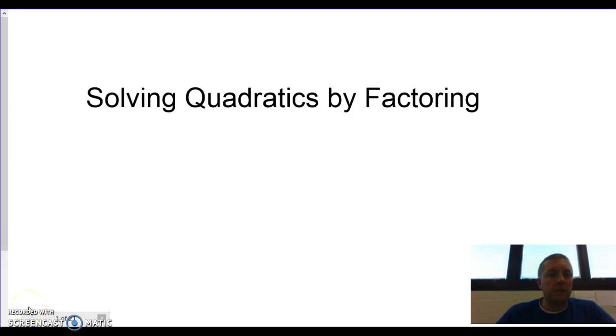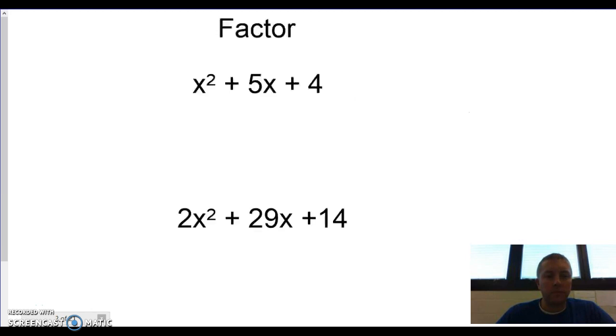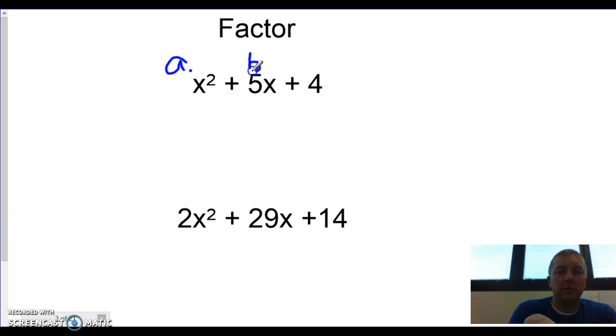Alright, so today's lesson is solving quadratics by factoring. Okay, you should notice these trinomials. We've factored these already, so you should know how to do those. Then we're going to look for the a value, the b value, and the c value.